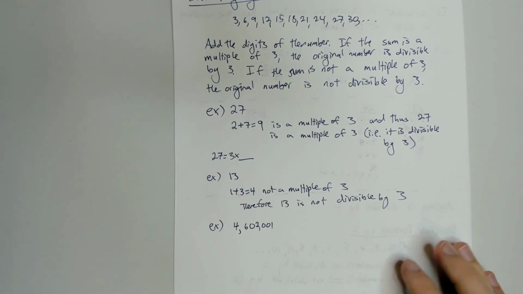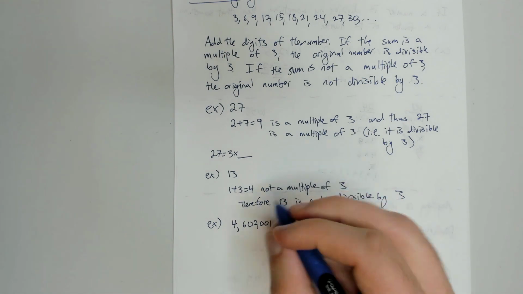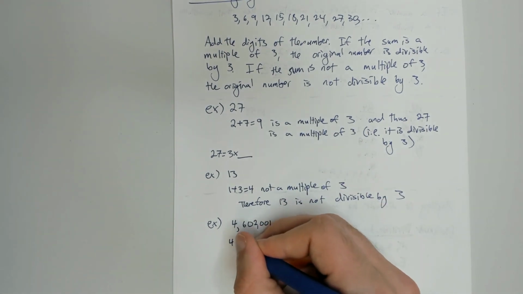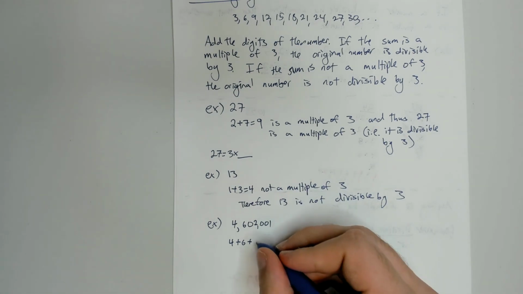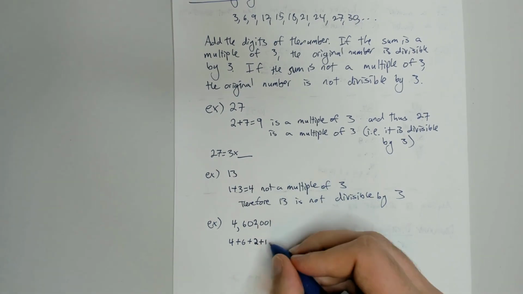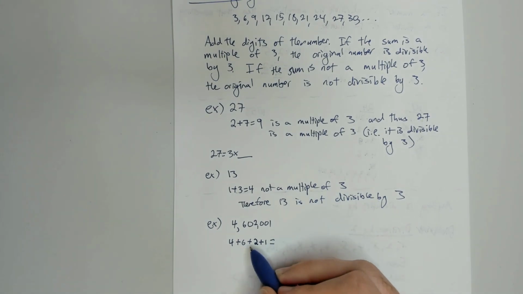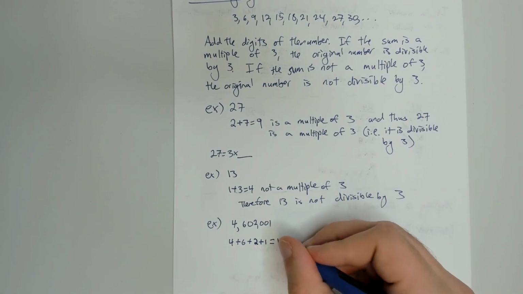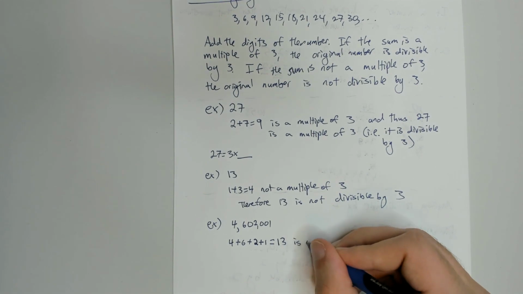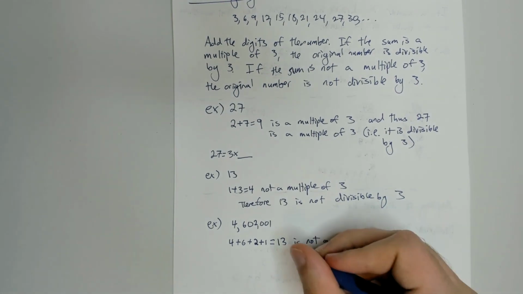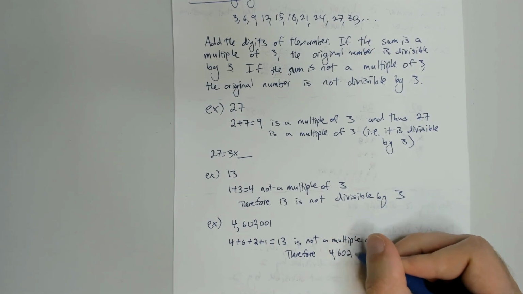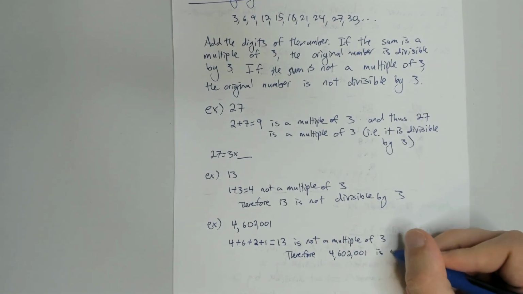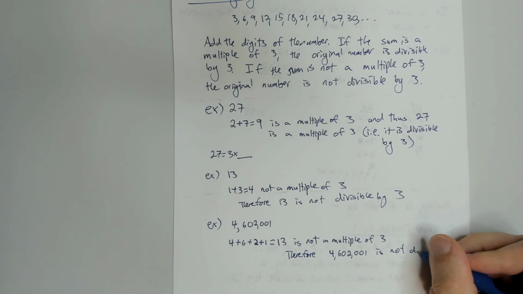4,602,001. All right. So if we add up these digits, 4 plus 6 plus, well, we can add the zeros, but adding 0 doesn't do anything, so I'm going to skip over that. Plus 2 plus 1. What do we get? Well, 4 plus 6 is 10, plus 2 is 12, plus 1 is 13. 13 is not a multiple of 3, and therefore 4,602,001 is not divisible by 3.